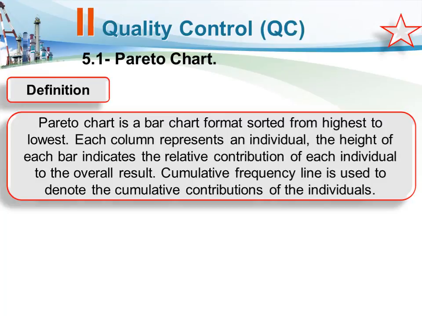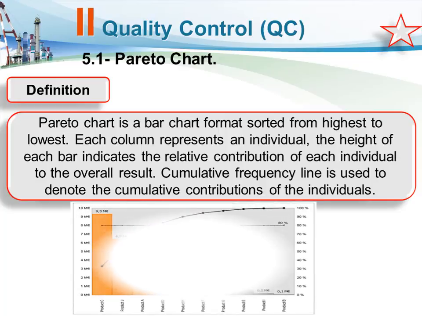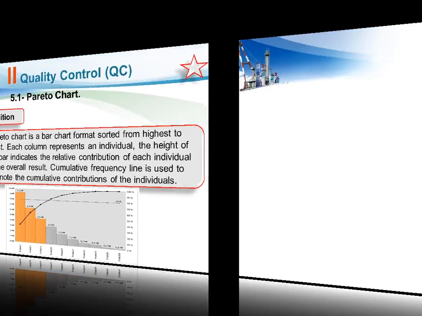Pareto chart is a bar chart format sorted from the highest to lowest. Each column represents an individual. The height of each bar indicates the relative contribution of each individual to the overall result. Cumulative frequency line is used to denote the cumulative contribution of the individual.